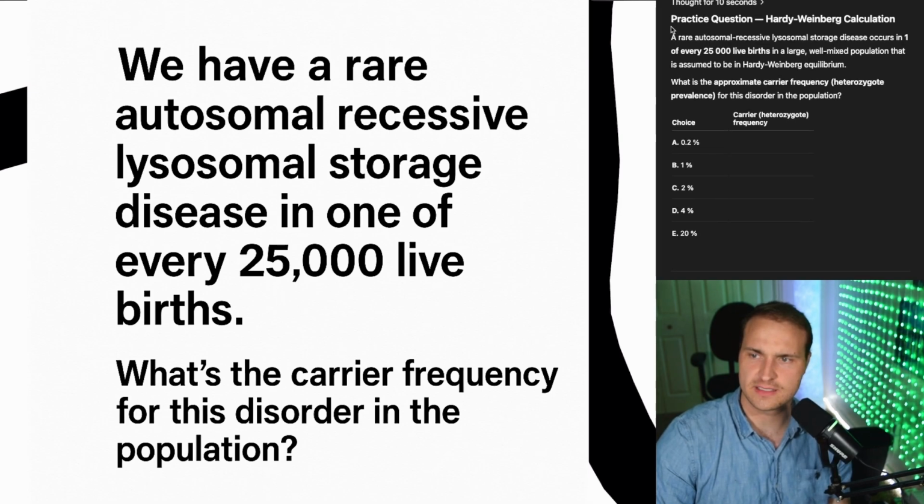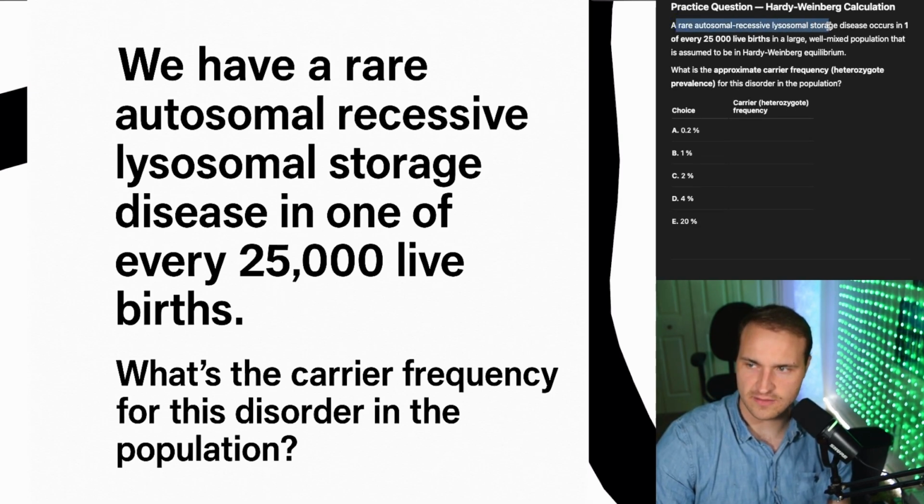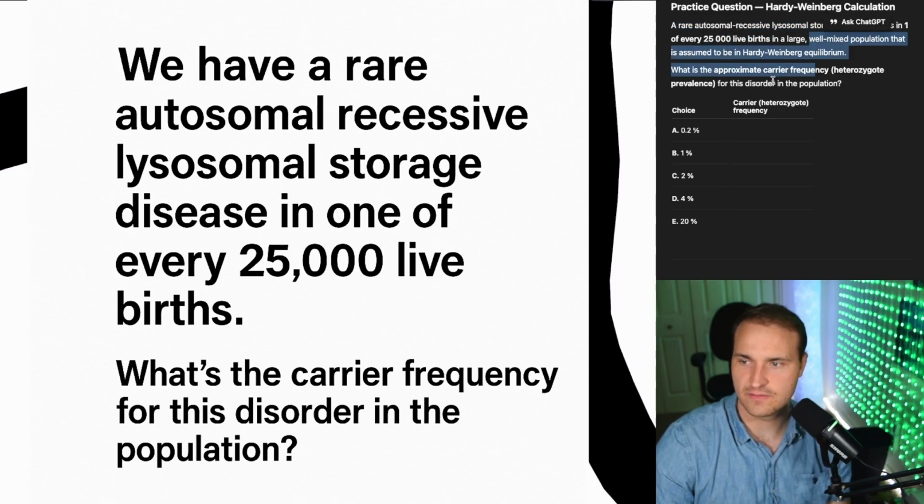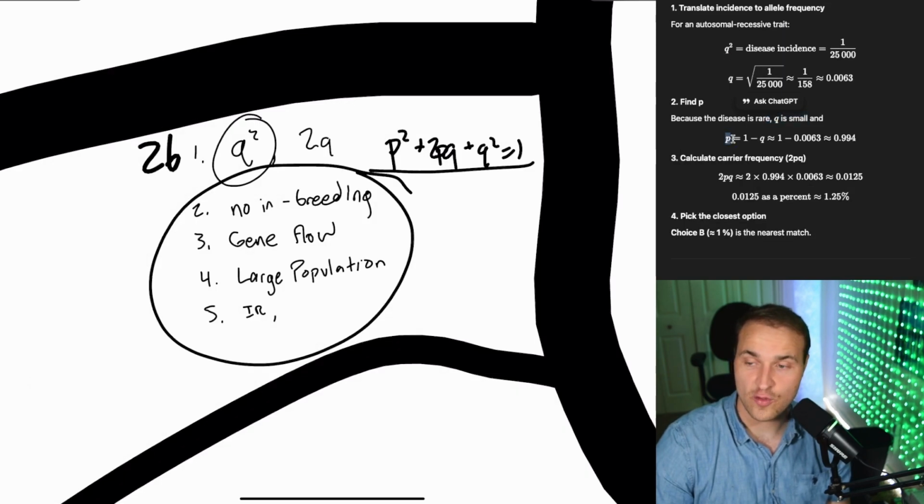So here's our practice question. We have a rare autosomal recessive lysosomal storage disease in 1 of every 25,000 live births. What's the carrier frequency for this disorder in the population? And we know that p is equal to 1 minus q. So you do 1 minus whatever we got here, and you get 0.994.